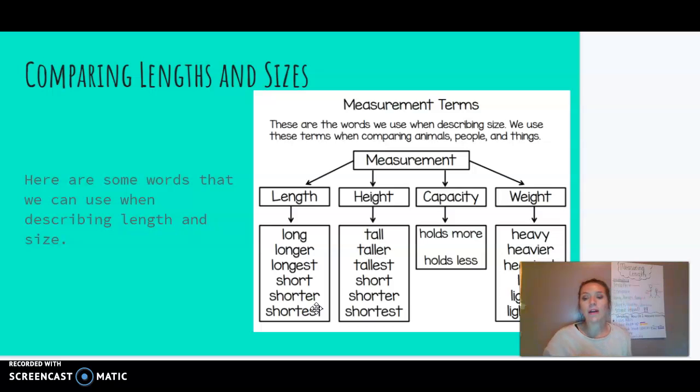If you're talking about capacity, like a container, a water bottle, which one holds more? Which one holds less, okay? With weight, it's heavy, heavier, heaviest, light, lighter, lightest. Remember those ER and EST endings when I'm comparing two or three items against each other, okay?